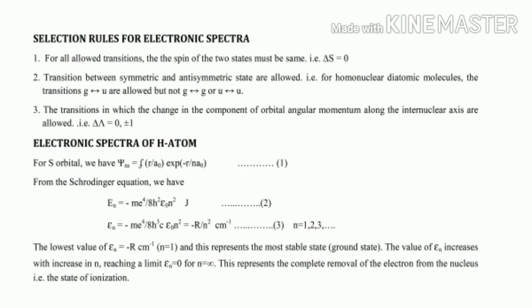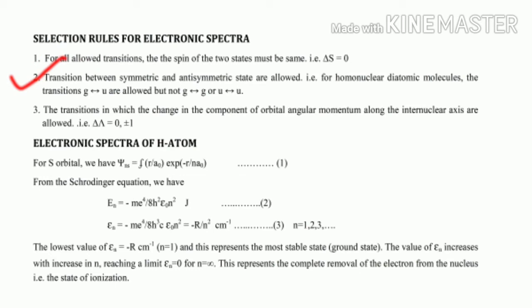First of all, we will start with the selection rules for electronic spectra. The selection rules for electronic spectra are quite complicated, and in general, three rules are used. However, these rules are not always strictly followed. Firstly, electronic transitions in which the spin of the two states is the same are allowed. That means delta S is equal to 0, which means that transition between singlet to singlet or doublet to doublet or triplet to triplet is allowed, but not from singlet to triplet or doublet to triplet.